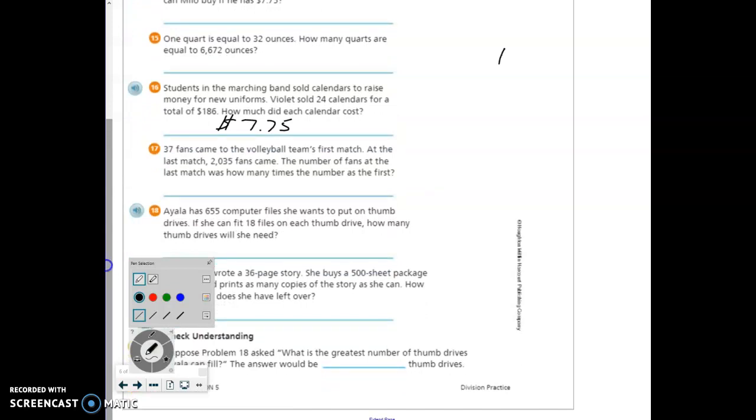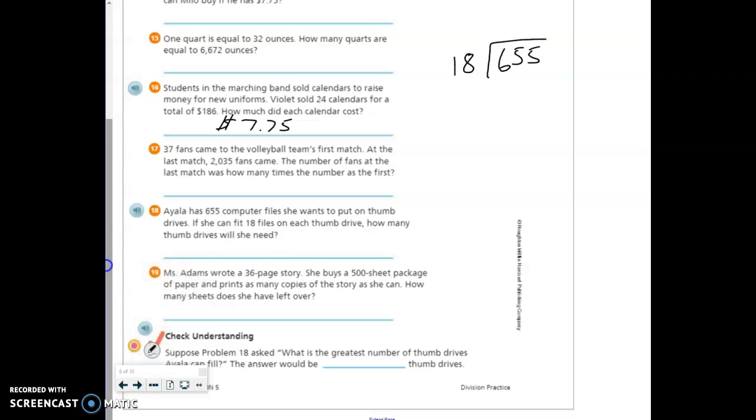So let's go through the process and see what we are looking at here. 18 files per thumb drive, 655, so 655 divided by 18. Well, 18 cannot go into 6. 18 can go into 65. Looks to me like 3 times. 18 times 3 is 54. Looks pretty good on that end. Subtract just to make sure. Remainder of 11. That's still good. 11 is less than 18.